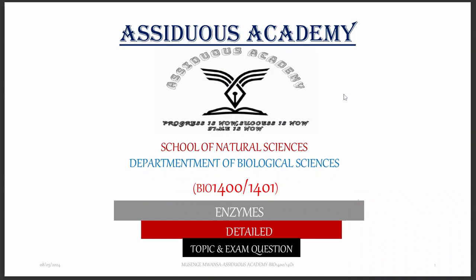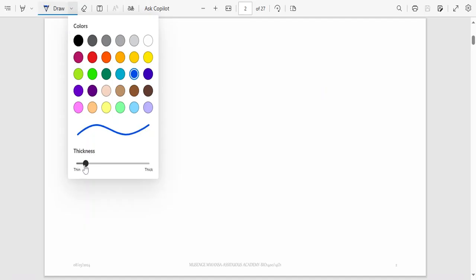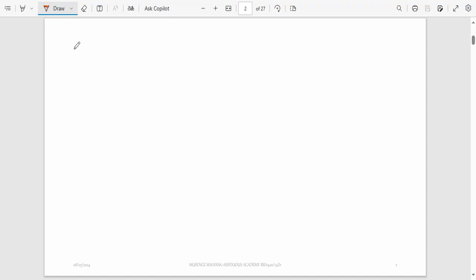We are talking about enzymes. First things first, you need to know what an enzyme is. I believe by now you know what an enzyme is, because it's been a discussion since high school. So an enzyme, we define it as a biological catalyst. Catalysts are just things that can make a reaction move faster.